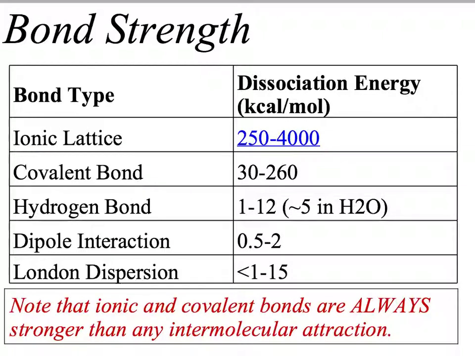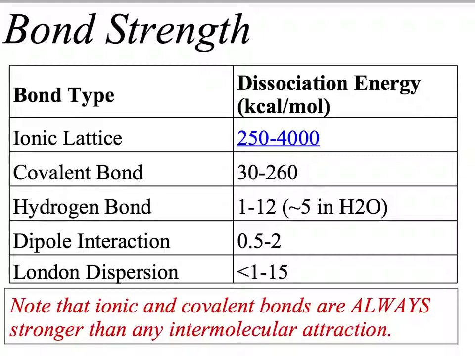Now this is not necessarily the strength of one ionic bond, but of holding together that entire lattice. So something like sodium chloride, each one of those sodium ions is attracted to 6 different chloride ions. So the sum total of all of those represents the dissociation energy of my ionic lattice. But still, ionic bonds, very strong. Covalent bonds, we're talking about 30 all the way up to 260 kilocalories per mole.